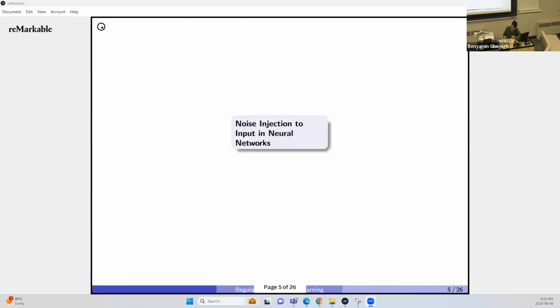Noise injection to input in neural networks. This is another regularization method in neural networks. And what does it do?